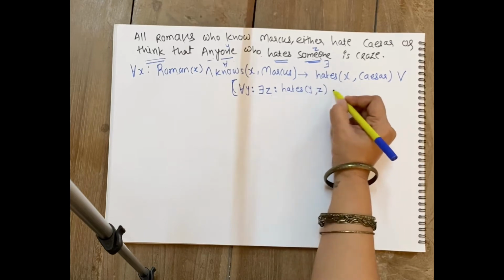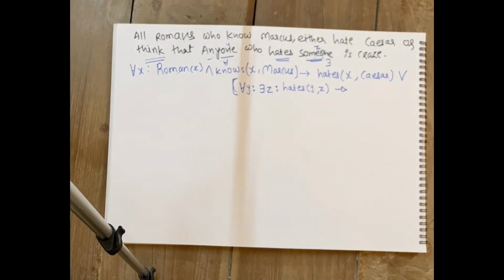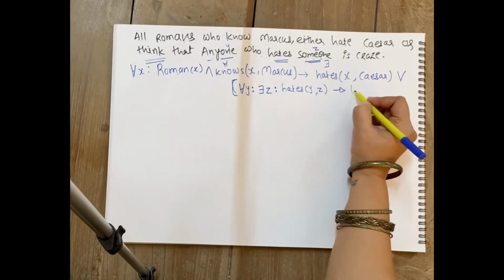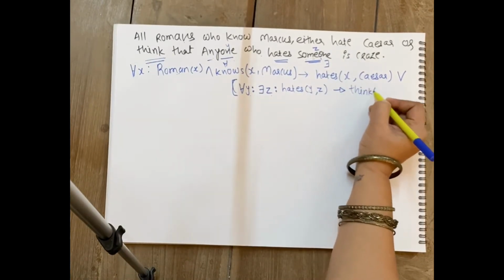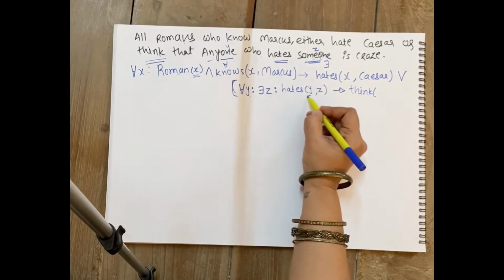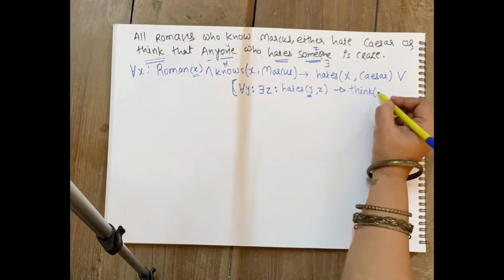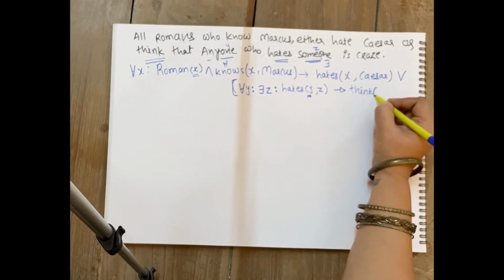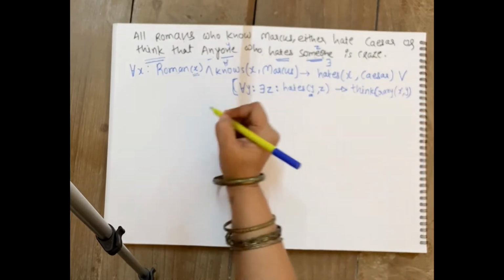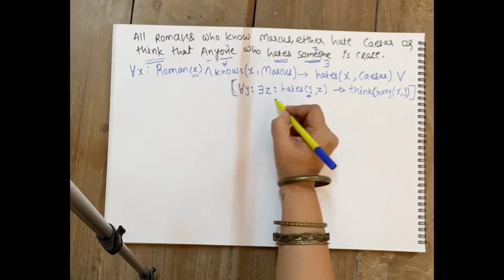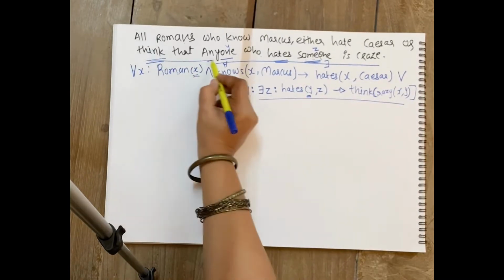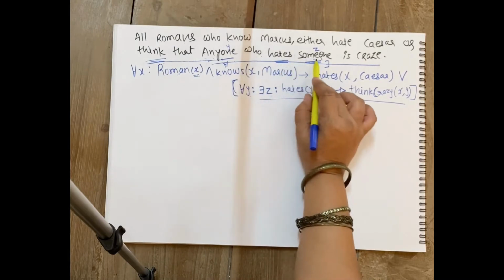When this is true, then it implies that X will think. What will X think? The person who is hating, that is Y, is crazy. So thinks crazy X comma Y. So this is the entire next term. This is equivalent to this. Are you getting this? Thinks that anyone who hates someone is crazy.